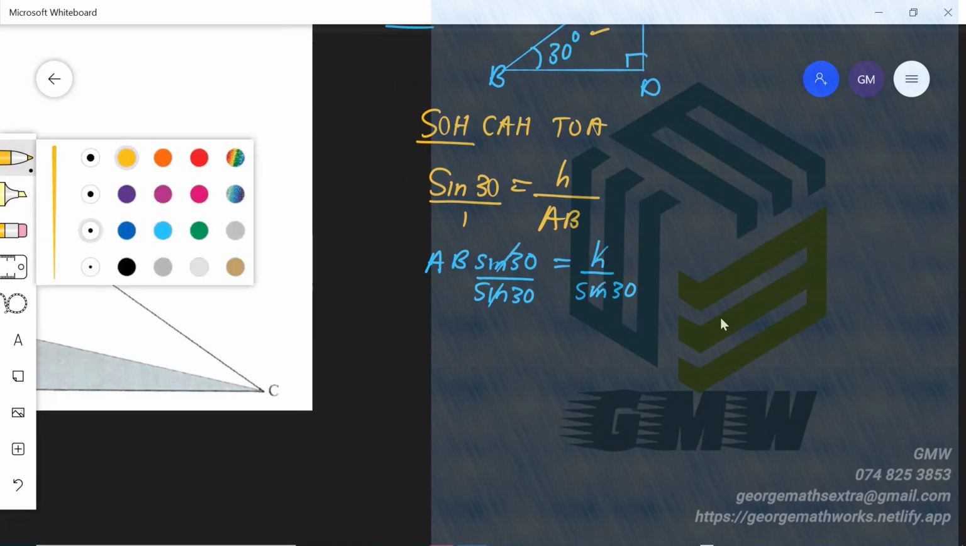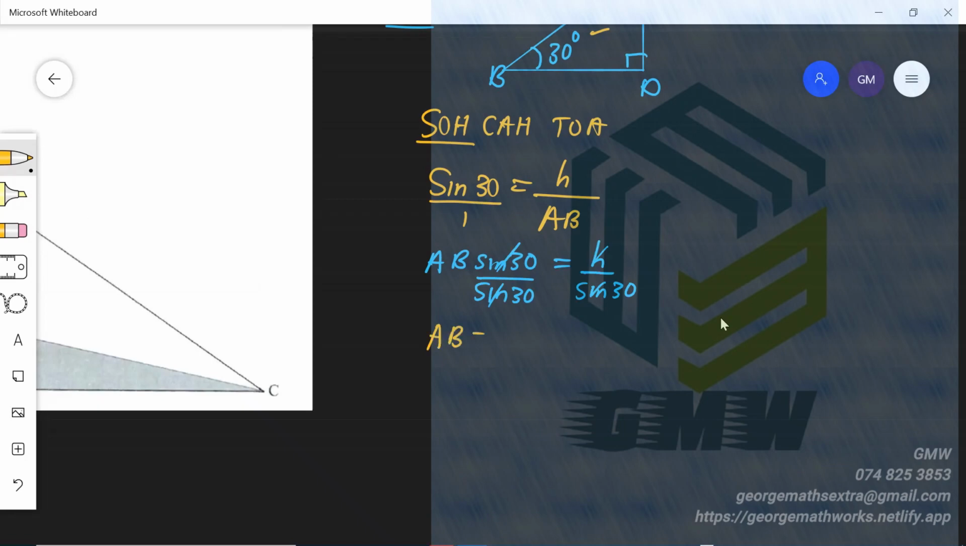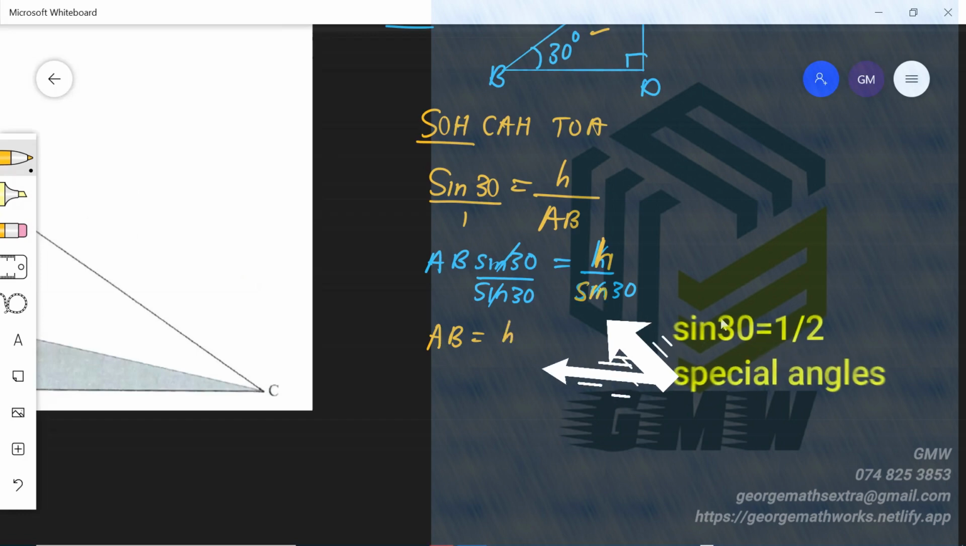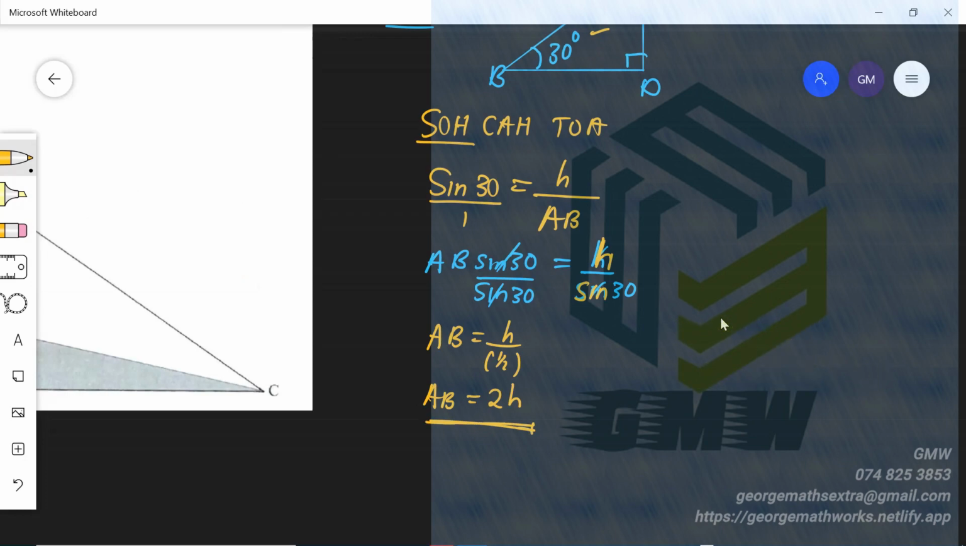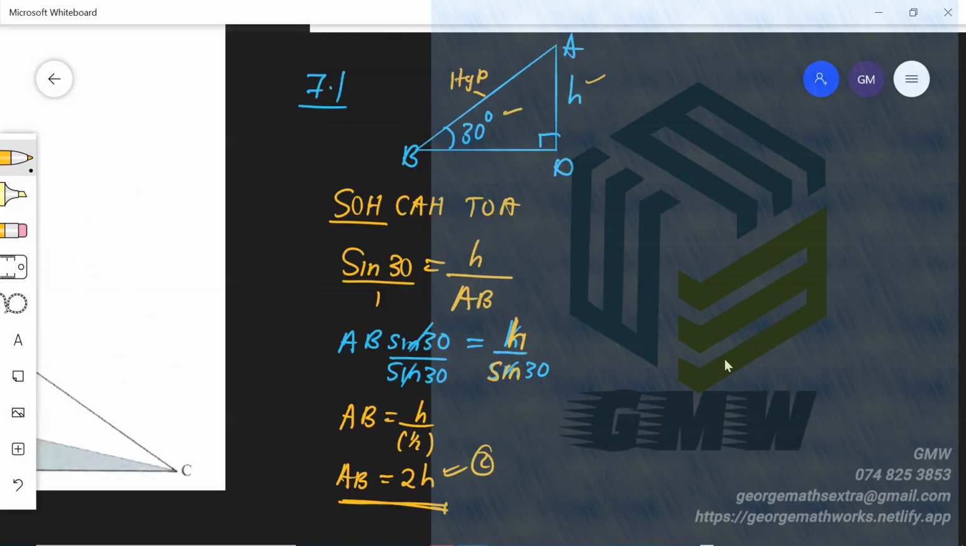So my AB is now equal to, sorry, the right side is not supposed to be cancelled. There is no cancelling on the right. So what remains? It's h over half, which reduces to AB equals 2h. Do you agree? So this is AB in terms of h. Your 2 marks are there. Done. Any issues here?